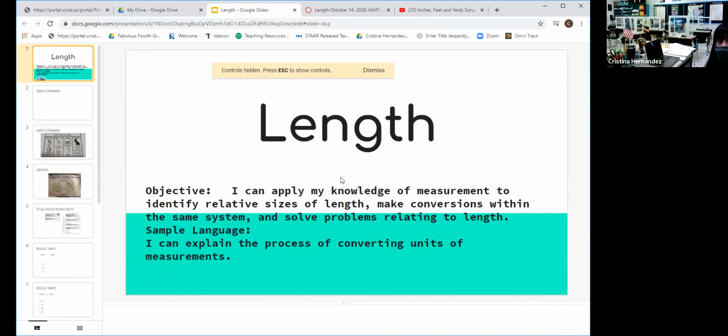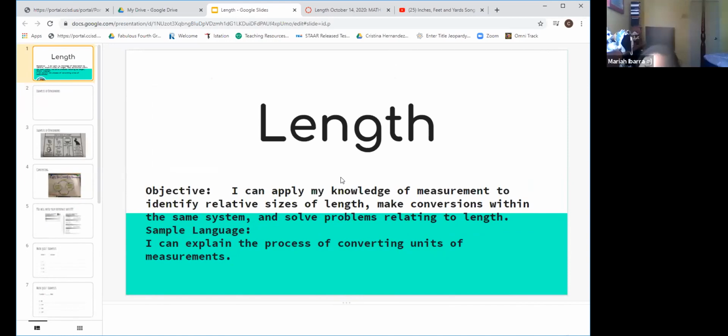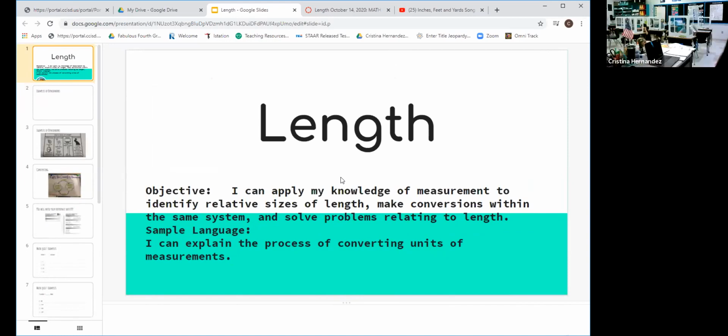Where's my full screen at? Anyways, I can apply my knowledge of measurement to relative sizes of length, make conversions within the same system, and solve problems relating to length. Woo, that's a lot.